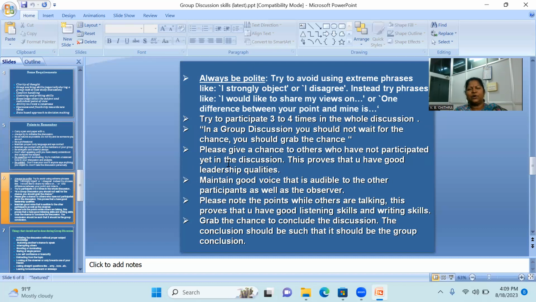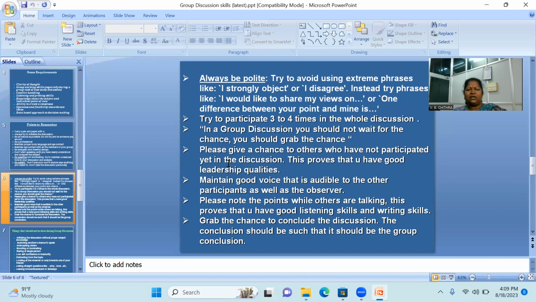To add to those points, we have some other points. Be polite and try to avoid using extreme phrases, like "I strongly object" or "I disagree." Whenever you want to disagree, you just politely say, "I'm very sorry, I don't agree with so and so." So instead of saying "I disagree," say something like this. It clearly defines a person's character. If you are using polite sentences and polite words, definitely that adds to your credits.